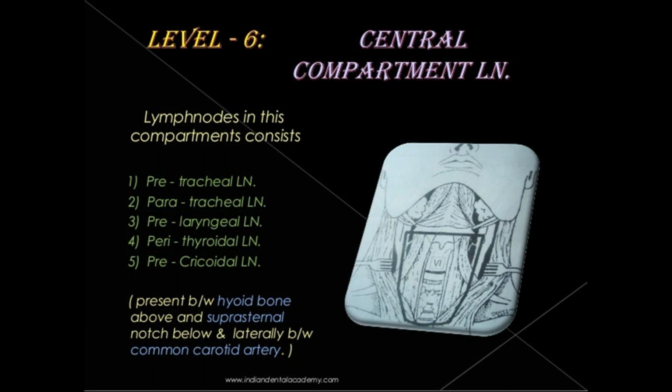So coming to level 6, that is the central compartment lymph nodes. Lymph nodes in this compartment consist of the pretracheal, paratracheal, prelaryngeal, perithyroidal and precricoidal nodes. All these are included under the central compartment lymph nodes. So what are the boundaries? It is present between the hyoid bone above and the suprasternal notch below, and laterally between the two common carotid arteries. These are the boundaries of level 6, the central compartment.